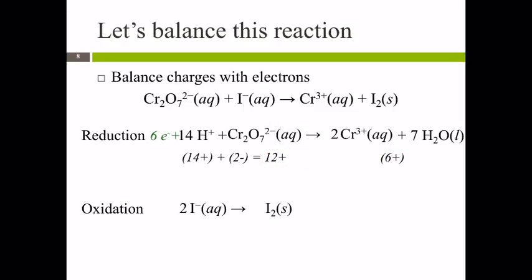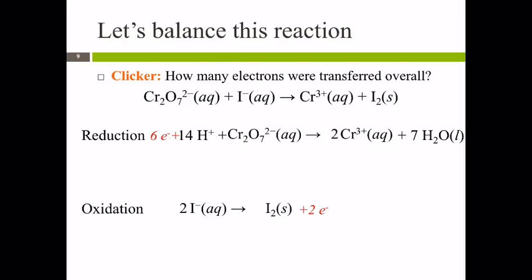Now the bottom reaction, we see that we have 2 iodides, so we have 2 minus on the left side, we have 0 on the right side, so that means that the right side of this equation needs 2 electrons in order to be charge balanced as well. So now we have both of our half reactions completely balanced with everything from atoms to charge. The last step that we need to do is determine how many total electrons were transferred in this reaction. Go ahead and pause and resume when you got your answer.